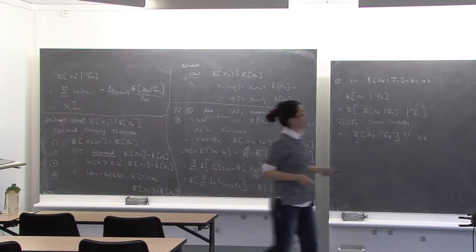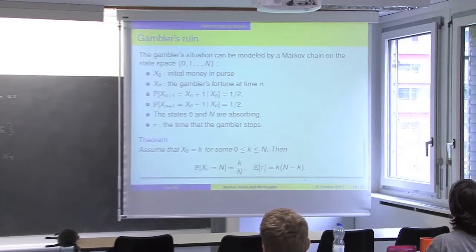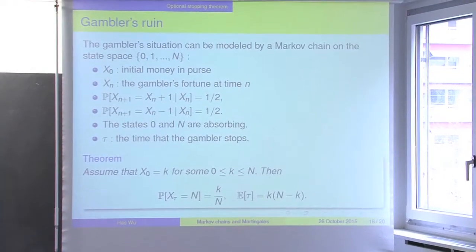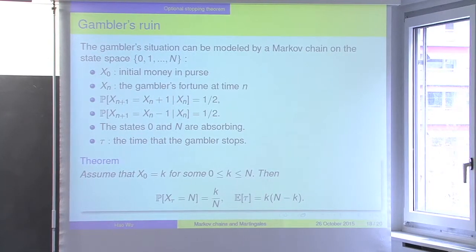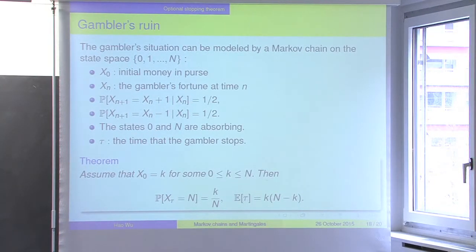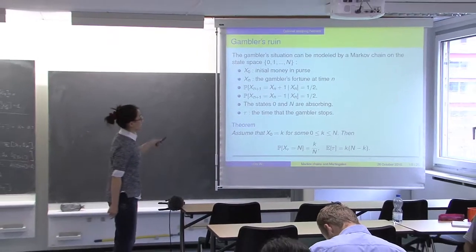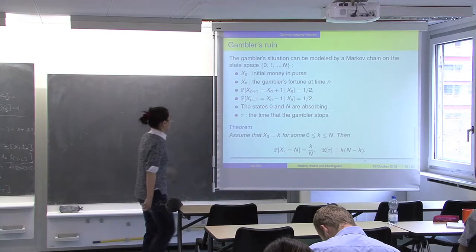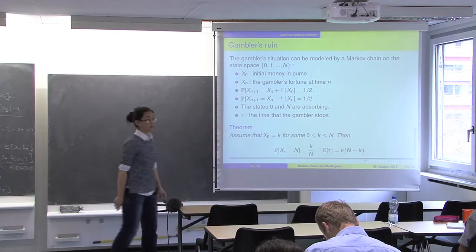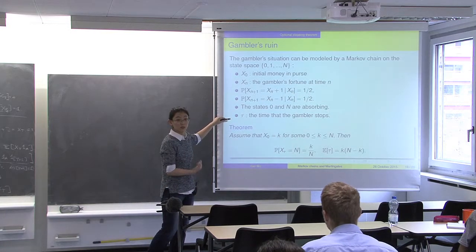Okay, so just a quick example of what happens to gambler's ruin. So this is the gambler's ruin, exactly the same page as we saw in the first lecture. The gambler's situation is we start from some initial money in the purse. At each step, we gain $1 or lose $1 with equal probability. And tau is the first time that we hit zero or the target. First of all, this tau is a stopping time by the definition of today's lecture.